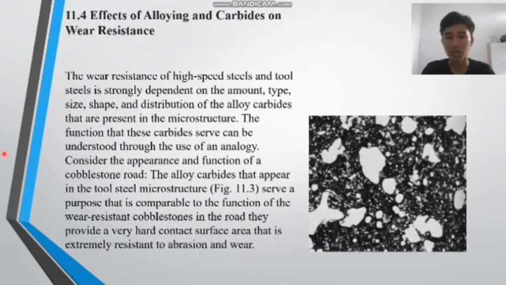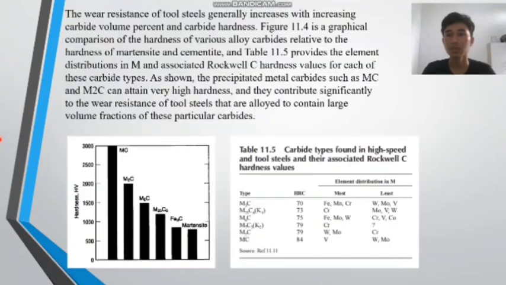Consider the appearance and function of a grindstone rod. The alloy carbides that appear in the tool steel microstructure, figure 11.3, serve a purpose that is comparable to the function of the grindstones in the rod. They provide a very hard contact surface area that is extremely resistant to abrasion and wear. Next, the wear resistance of tool steels generally increases with increasing carbide volume percent and carbide hardness.